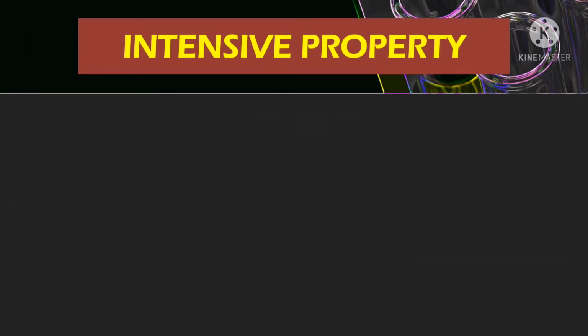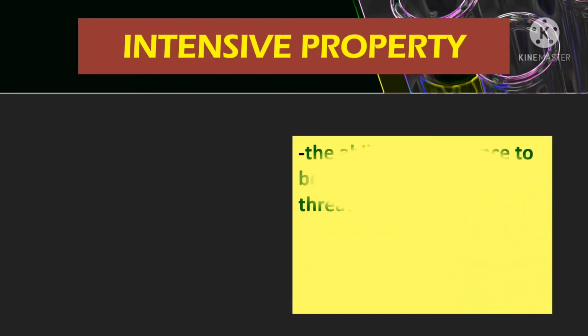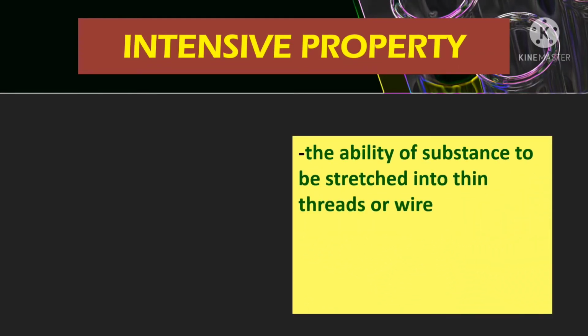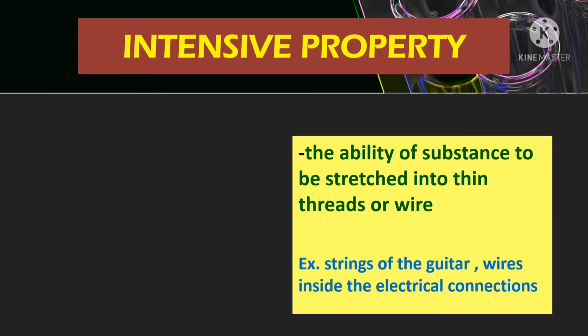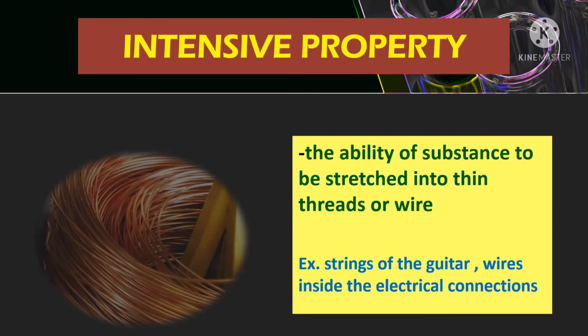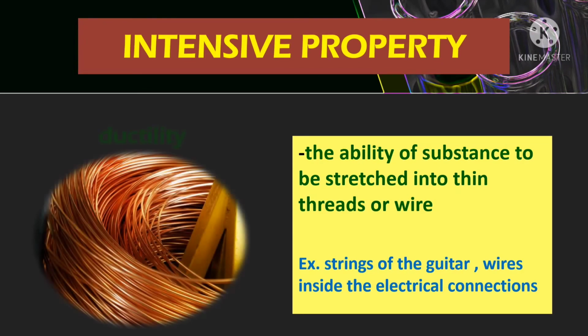Let me give you another example of an intensive property. It is described as the ability of the substance to be stretched into thin threads or wire. Examples are strings of the guitar and wires inside the electrical wirings used for electrical transmission and distribution. What do you think is it? Yes, you are correct. It's ductility.